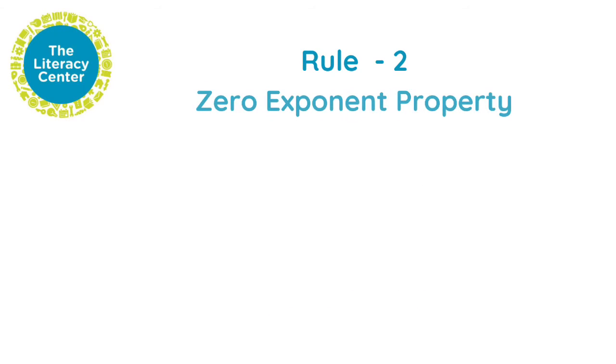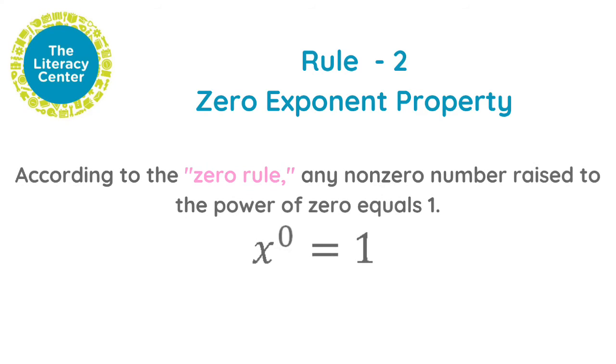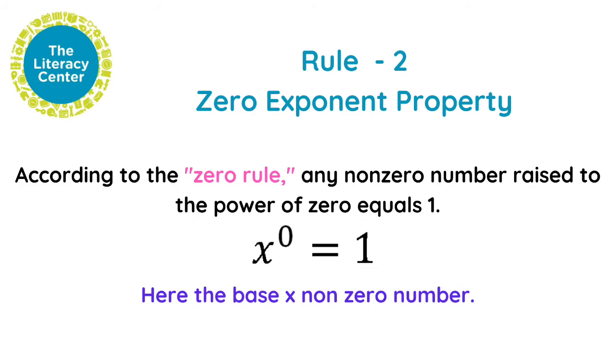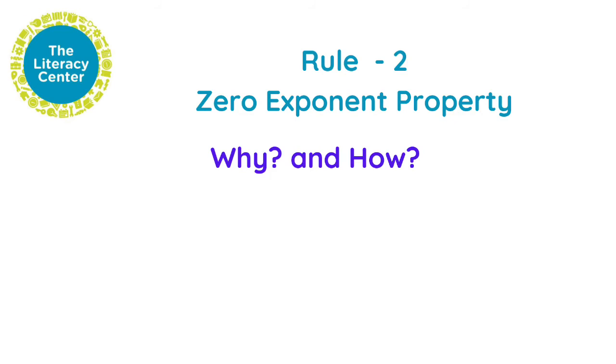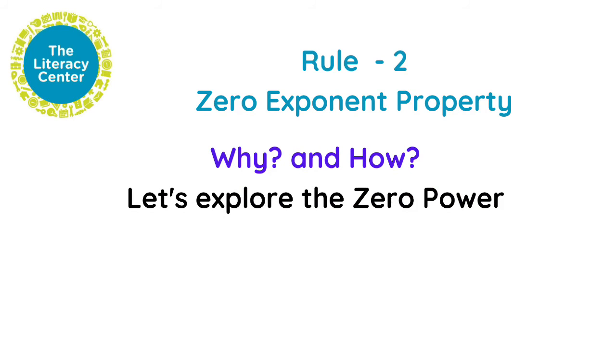Let's talk about another rule, that is the zero exponent property rule. According to the zero rule, any non-zero number raised to the power of 0 equals 1. Or x to the power of 0 is always equal to 1. Here the base x is a non-zero number. So if the exponent is 0, then you get the result 1, whatever the base is. But why and how? Let's explore the zero power.